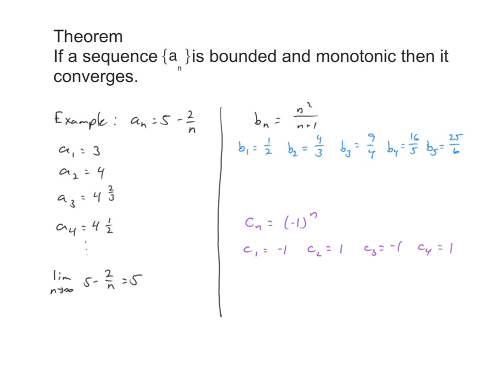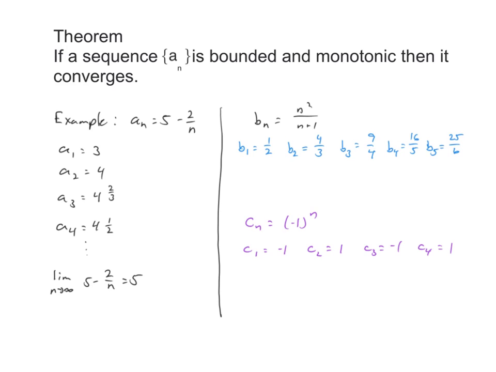Our theorem here states that if a sequence a sub n is bounded and monotonic, then we know that sequence will converge. If a sequence is bounded and monotonic, then it converges. Okay, let's take a look at this.